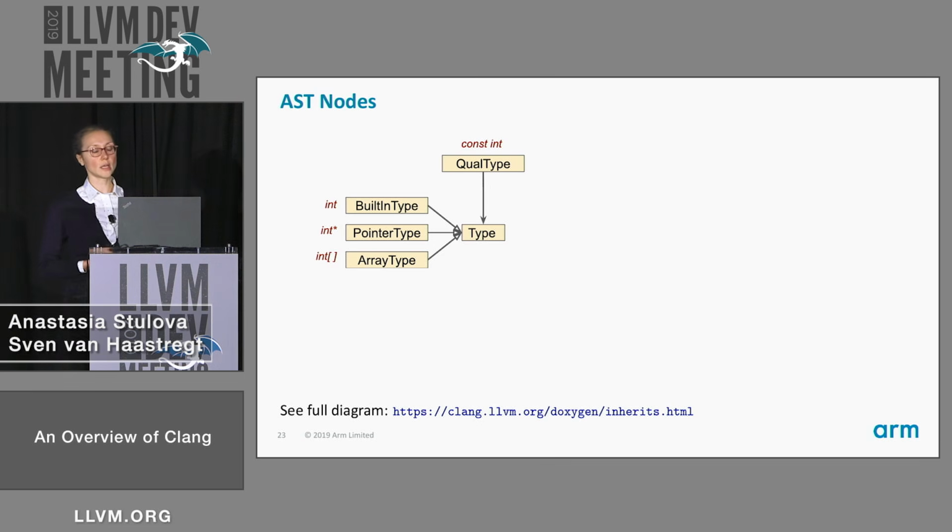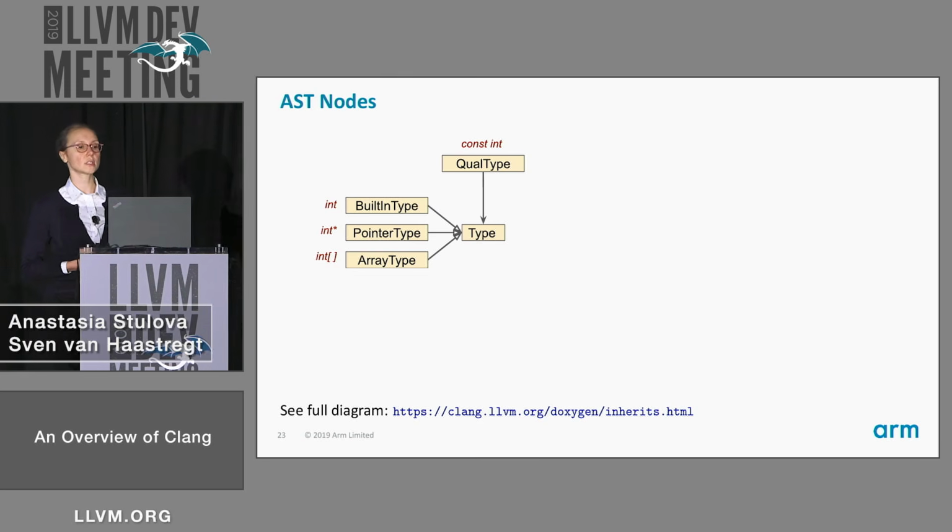So one of the key concepts is the representation of a type, and there is a special base class for representing types, from which there are several concrete subclasses, such as built-in type, which represents a built-in integer type, for example, and there are also pointer types or array types. If we are using a qualified type, which we haven't actually used in our example, but if you are writing something like const int, then the representation of this in the AST is a qual type, and this qual type will have a reference to the type that is being qualified.